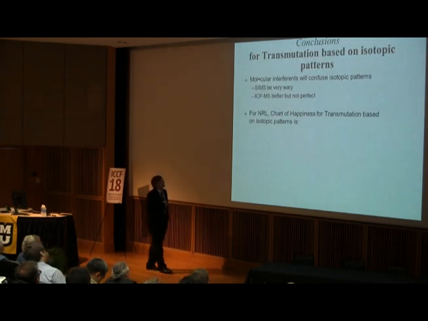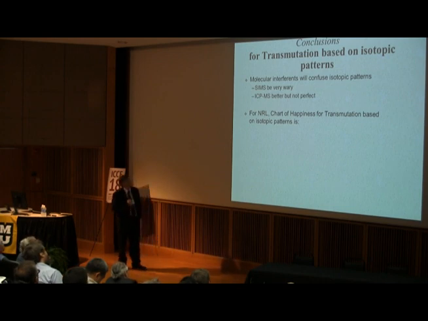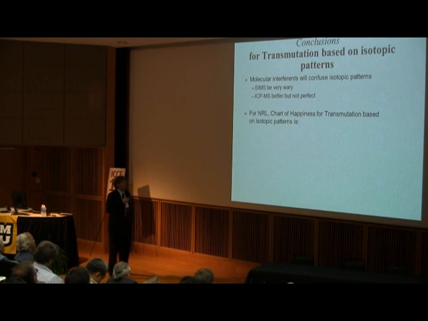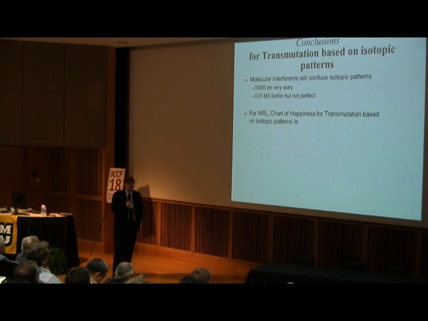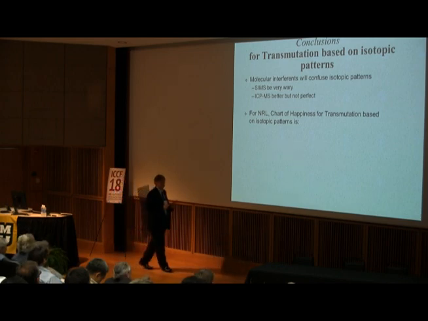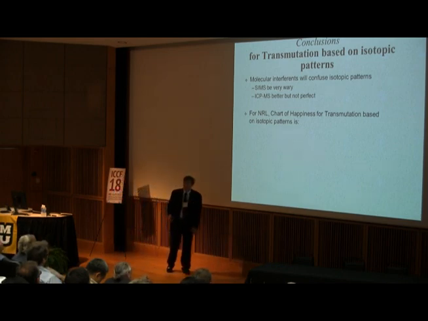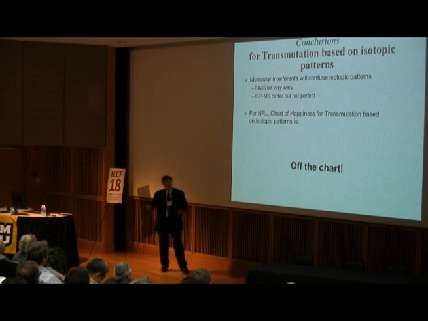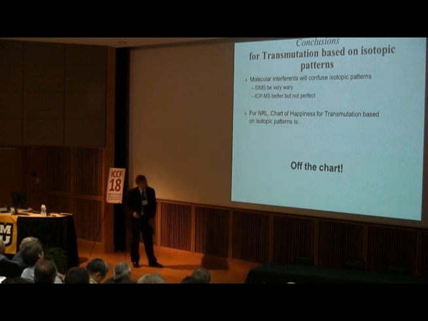So, molecular species can confuse isotopic patterns. Be very wary when you're looking at SIMS data. Be very wary even when you're looking at ICP-MS data, because they're not perfect. You need to understand how the process works. And for NRL, our chart of happiness based on transmutation and isotopic patterns is off the chart, guys. You guys got to get into this.